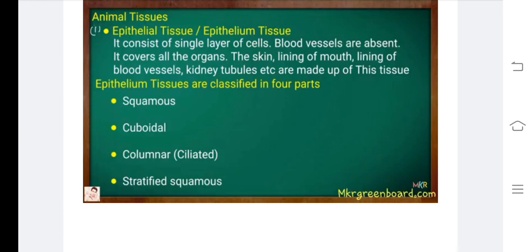What about stratified squamous? It is based on the arrangement of layers. It may be simple squamous or stratified, because they are layers of the epithelial tissue. Children, my request is to copy these figures and notes in your classwork without missing. I hope you understand. Thank you, children.